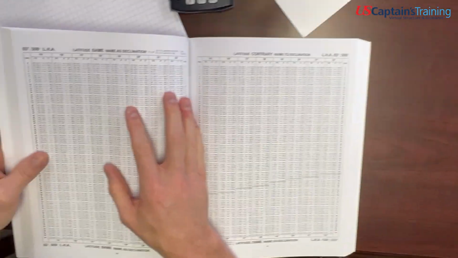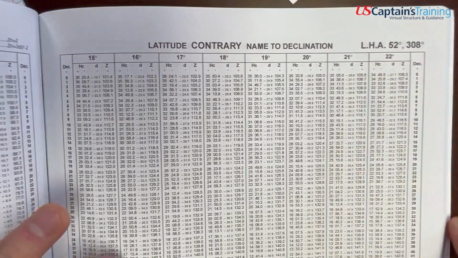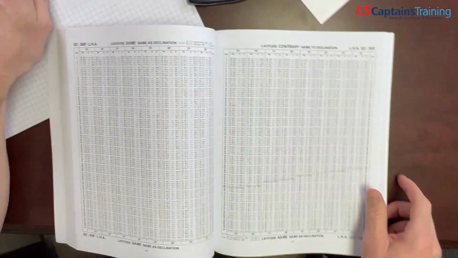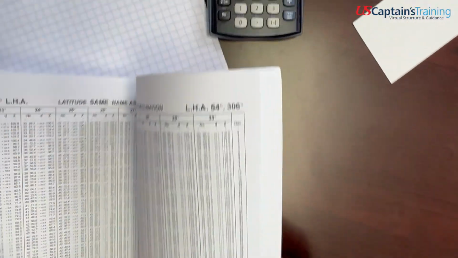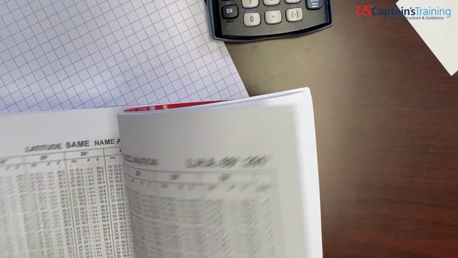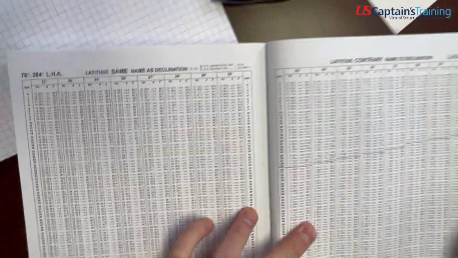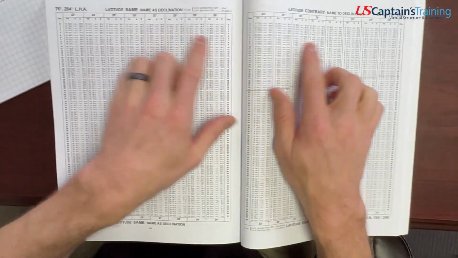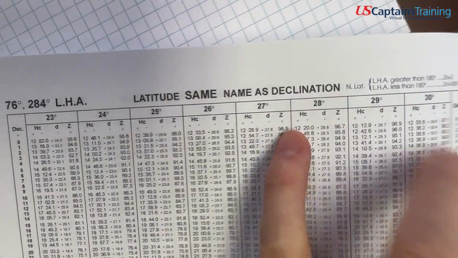We're looking for, okay, see the first half of the book, the latitudes only go to 22. So we're going to be in the last half of the book. And we need an LHA of 284, contrary. So there's 3, 2, 92, 86, 85, 84. 284, contrary. So we're on this side. The other page is same. See that? Same.